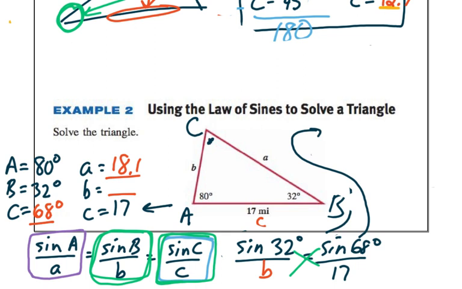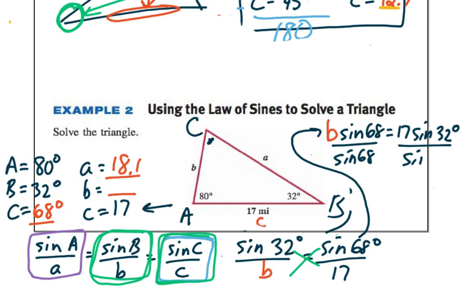All right, we get B times the sine of 68 equals 17 times the sine of 32. As we see, the B is being multiplied by the sine of 68. So we'll divide both sides by the sine of 68. And that will free up our B. And we're going to punch this into the calculator right now. Side B is equal to 17 times the sine of 32 degrees divided by the sine of 68.